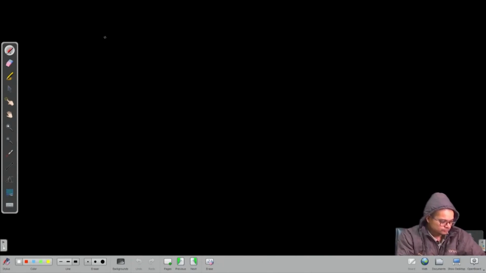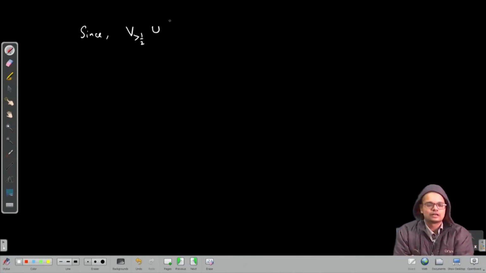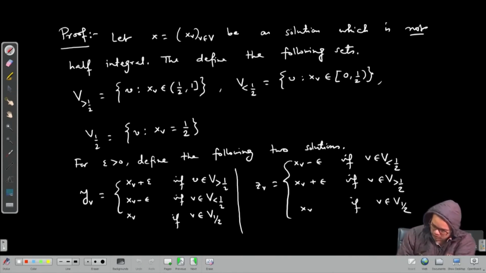Now, there are some vertices to which X assigns more than half value, between half and 1, so let us make this also, because there are some values on this part, make it otherwise.